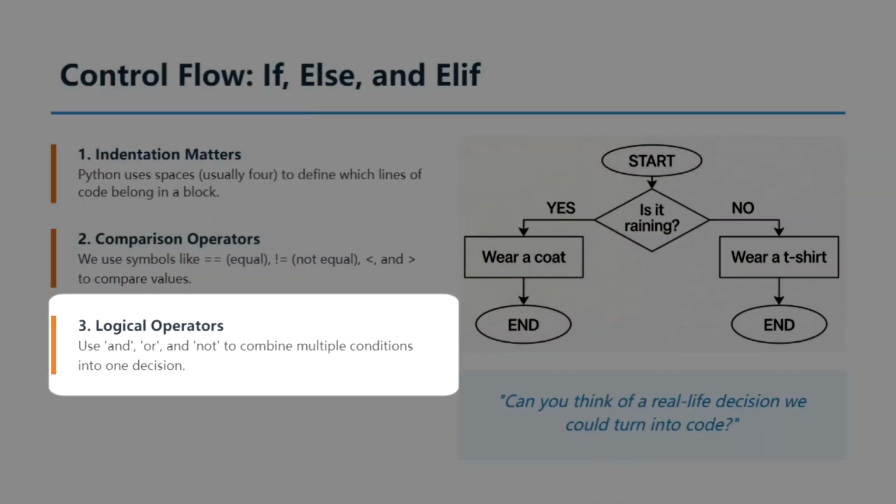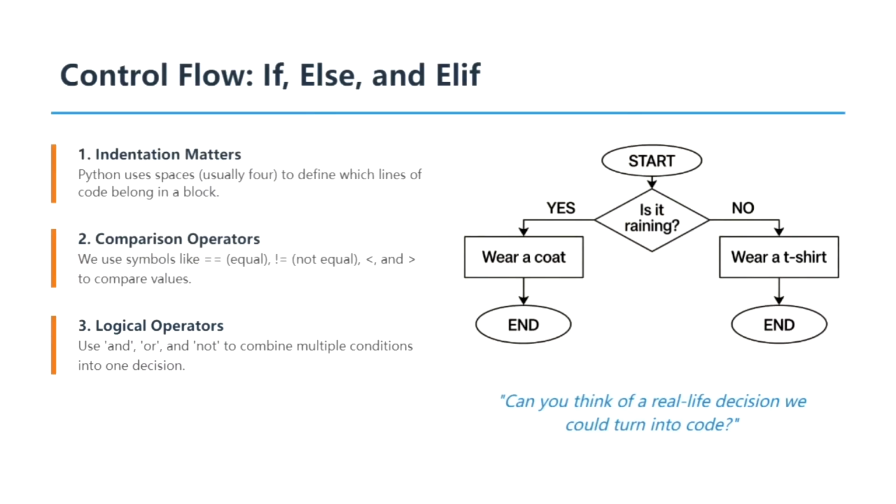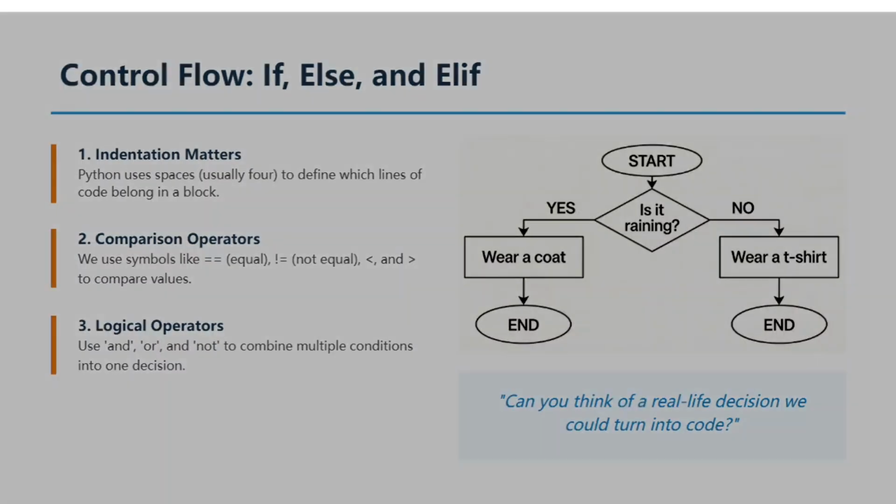Look at this flowchart here. It perfectly illustrates the path a program takes. It encounters a diamond, a decision point, and branches off based on whether the condition is true or false. This visual map is exactly what we are building with our code.